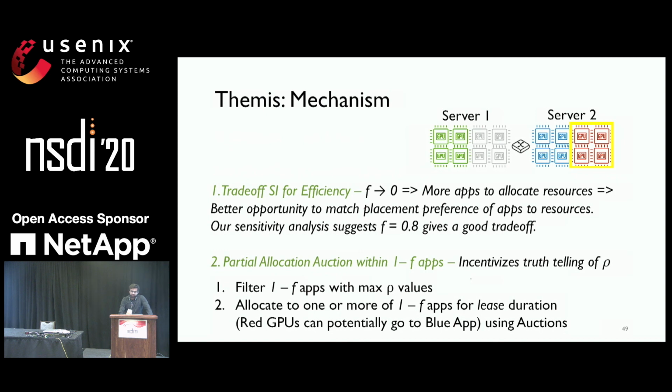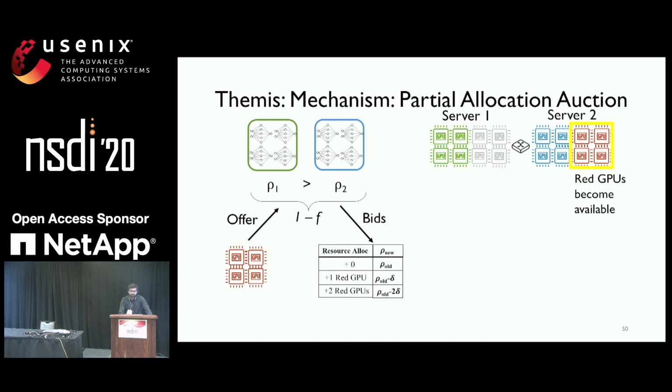The second step of partial allocation auctions is so as to incentivize truth telling of rho from apps and enable an efficient matching of resources to apps within the filtered set. To elaborate on the auctions, a resource offer is made to the filtered apps, and each app makes a bid for these resources. The bid from each app is a valuation table as shown in the figure.